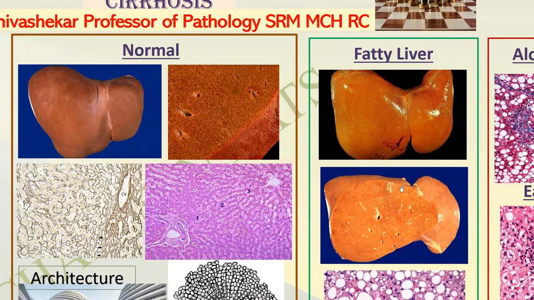When I go to the cut surface, it is again homogeneous, but compared to this, it is more yellowish or yellowish brown, greasy. It will be as though the knife is passing through butter. That will be the gross picture. 4.5 kg, yellowish in color, stretched and shiny capsule, cut surface homogeneous, yellowish or yellowish brown.